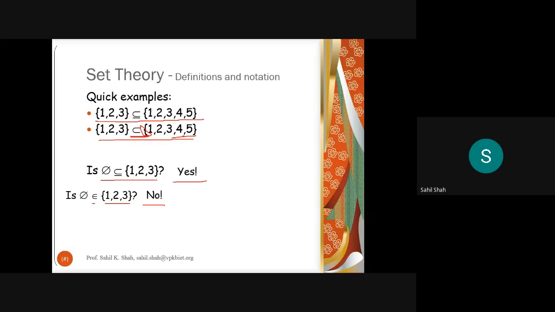Thereafter, we will go for examples. Moving ahead, again a question to you: whether phi is a subset of {phi, 1, 2, 3}. Question to you.